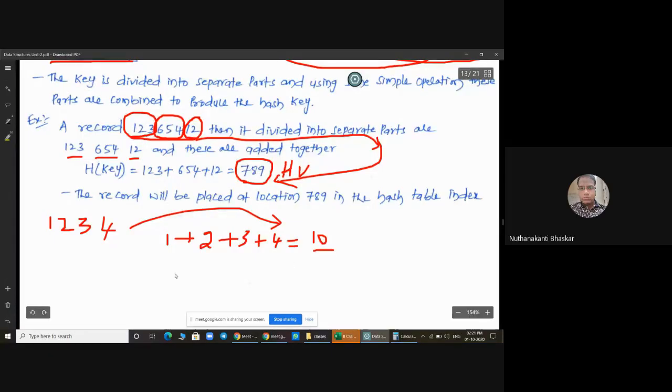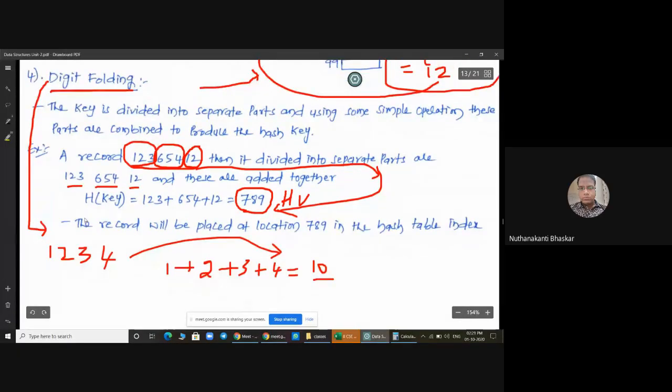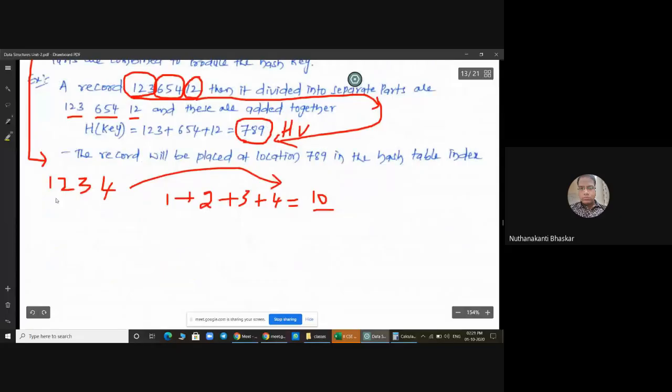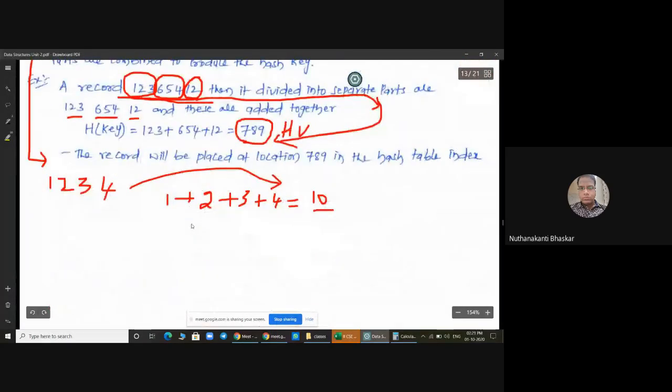Because here it is the same digit folding only, but I don't want to use 3, 3. I want to use one number at a time, and you can do that. Not a problem. This is also digit folding. Don't get confused that you compulsorily have to show it like this only. Folding means you have to add all the sub data together. That is the meaning.